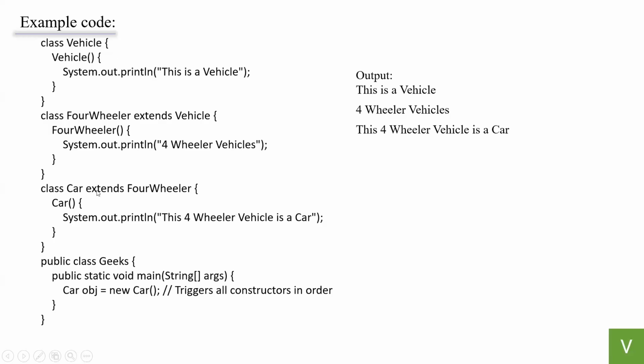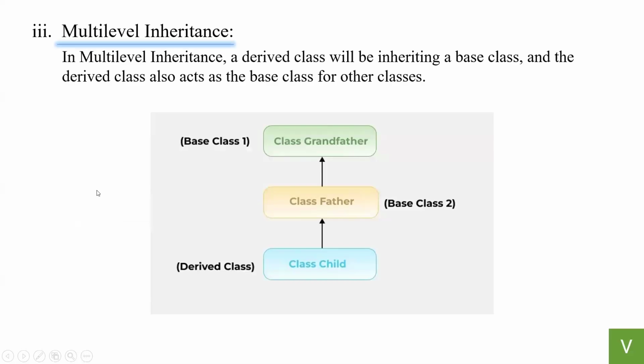So this is the working of the multi-level inheritance. In multi-level inheritance, a derived class inherits a base class, and the derived class also acts as the base class for other classes. This is the concept of multi-level inheritance.